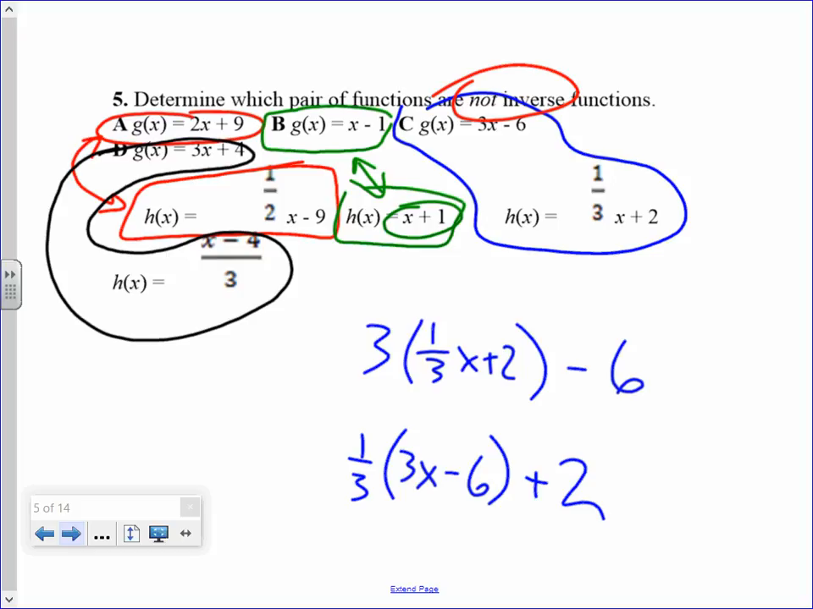So these B, C, and D are all inverses. A is not.